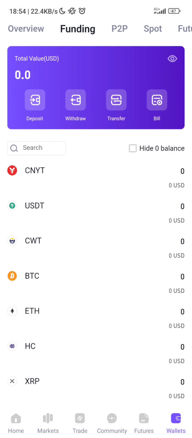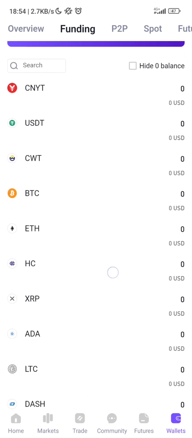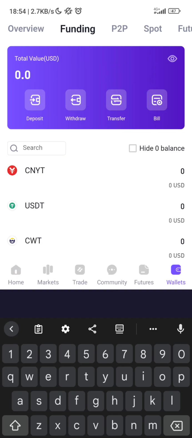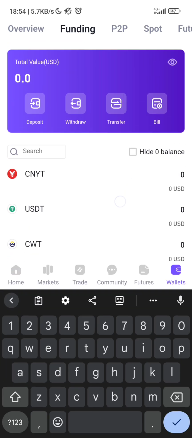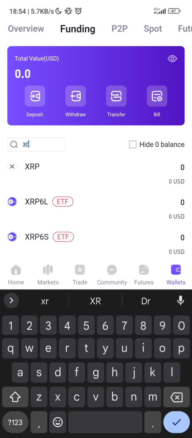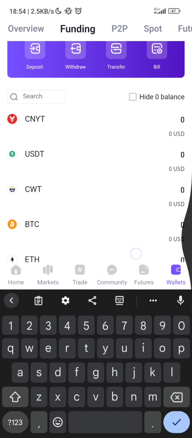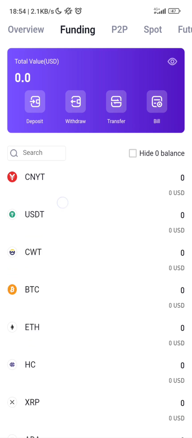So in the funding wallet, depending on the coin you want to send in, you can come to this search option to search for it, right? Now let's say I want to use XRP, I'll just search for XRP, and I would click on XRP. But mostly we'll be using USDT to trade, right? So you want to click on USDT.